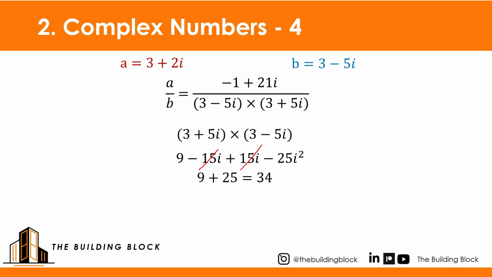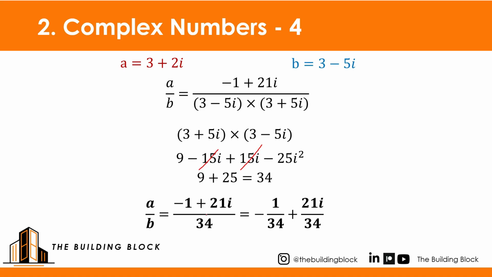That means that the final result is negative 1 plus 21i divided by 34. You can also write it as negative 1 over 34 plus 21i over 34. And just like that, we've completed our third example with complex numbers. Each step is simple when you take your time, multiply, simplify, and apply the rules.